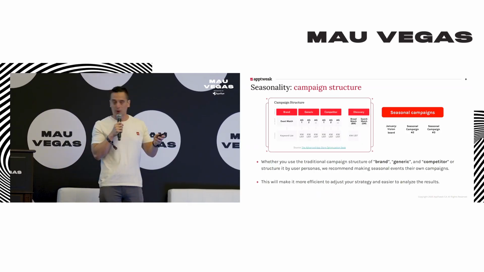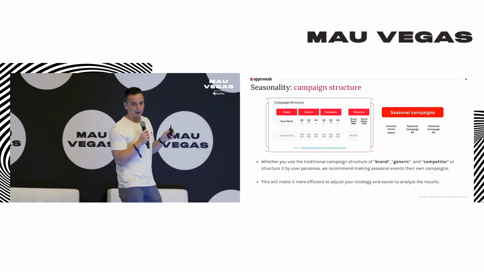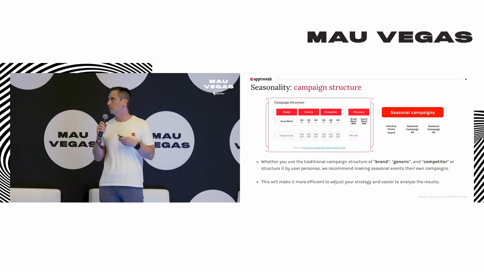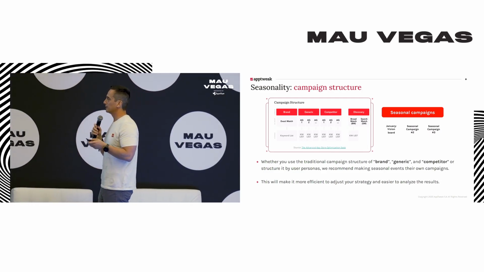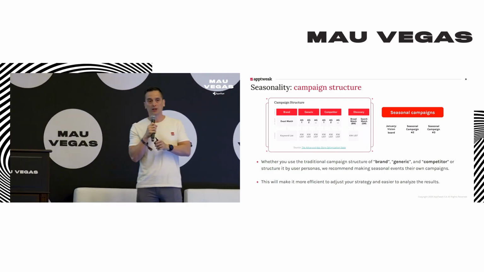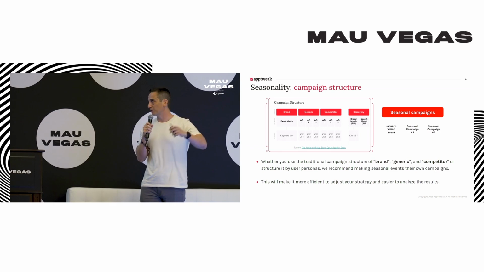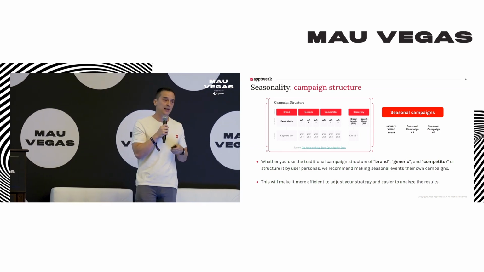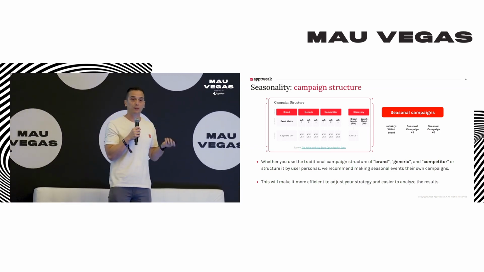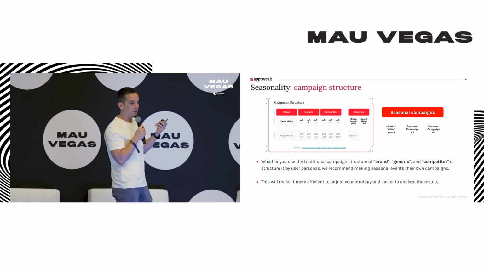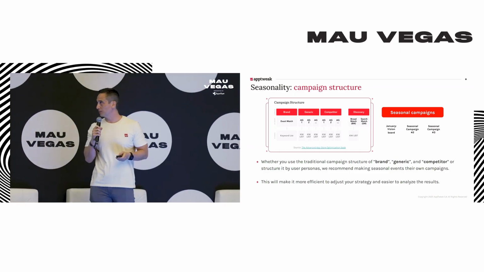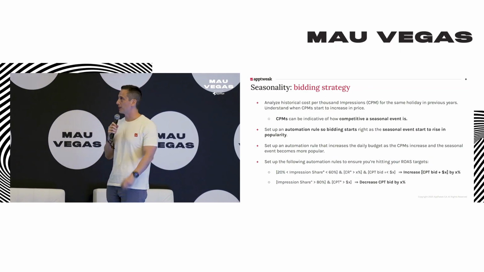Now, I want to go over campaign structure really quickly because I do get this question. We usually recommend the brand, generic, competitor, and discovery campaigns, but we always recommend breaking out our seasonal campaigns. This will make it easier to adjust our strategy, analyze the results, report on our impact, or even refer to the data the following year. So for our vision board example, I'm going to make that its own seasonal campaign.